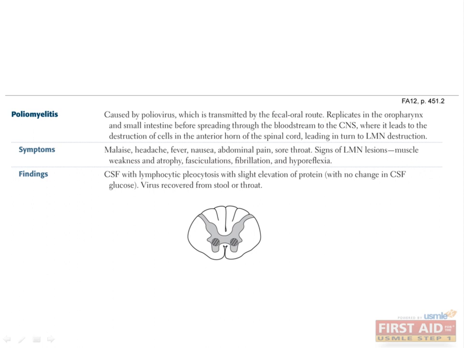Early symptoms include fever, fatigue, headache, vomiting, stiffness in the neck, and pain in the limbs. About 1 in 200 cases leads to CNS involvement, causing destruction of the ventral horns. This leads to irreversible flaccid paralysis, which primarily affects the legs. Death can even ensue if the diaphragm becomes involved.